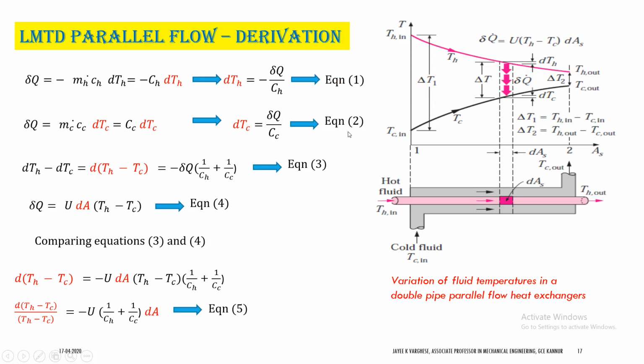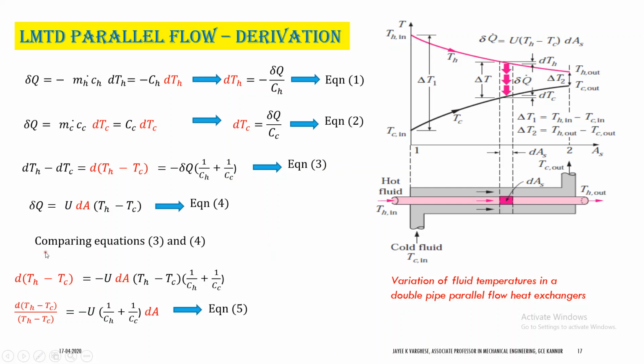So equation 1 minus equation 2, we can write dTh minus dTc, which can be written as derivative of Th minus Tc, is equal to minus delta Q by Ch minus delta Q by Cc. So minus delta Q taken outside into 1 by Ch plus 1 by Cc, where Ch is the heat capacity rate of the hot fluid in watt per Kelvin and Cc is the heat capacity rate of the cold fluid, again in watt per Kelvin. Let's call this equation 3.